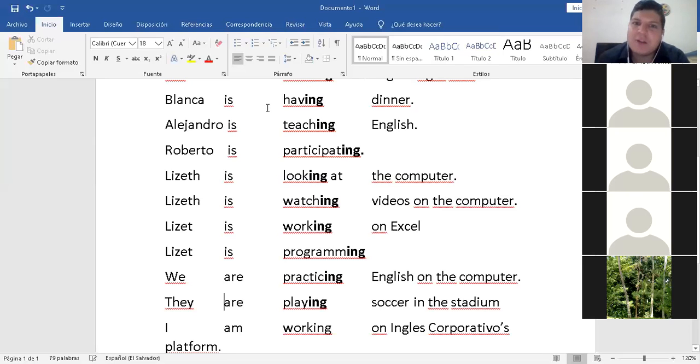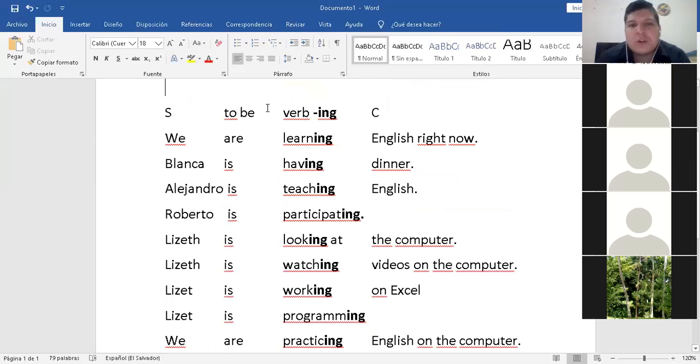All right, so right now, guys, we are going to work with the negative structure. Here is going to be with not. Esa es la gran diferencia. And it goes between the verb to be and the verb in ing. Ven este gran espacio. Este gran espacio de acá es donde va a ir el not. Between the verb to be and the verb in ing.